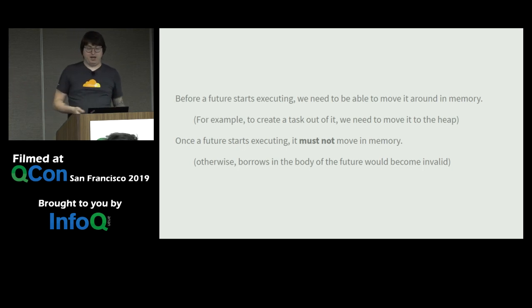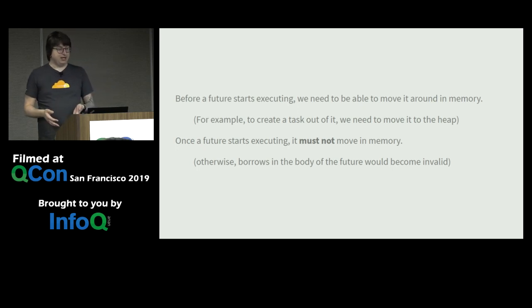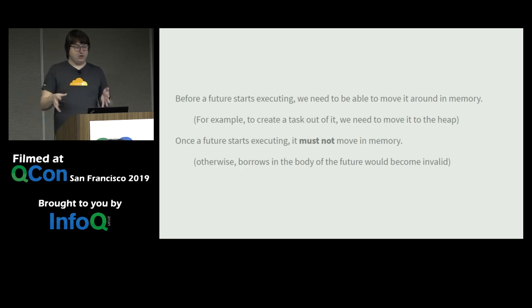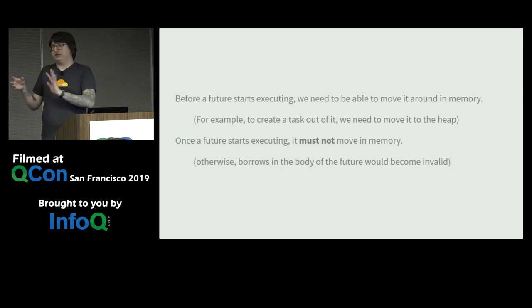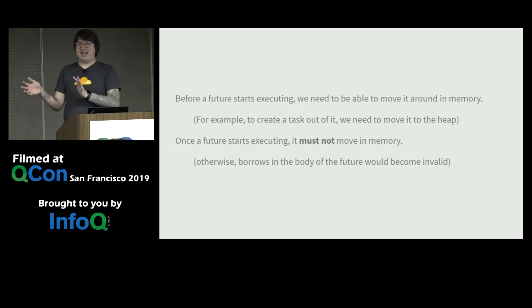So that's not great. But the problem is once a future starts actually executing, it can't move in memory for similar reasons. Before it executes, we need to be able to move it, but after it starts executing, it can't move at all. Because again, if it moved, it would cause all these references to be invalidated. And the Rust borrow checker really doesn't like that sometimes you can move stuff and sometimes you can't.